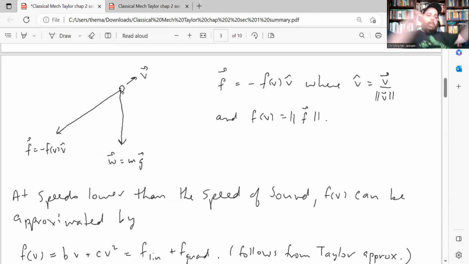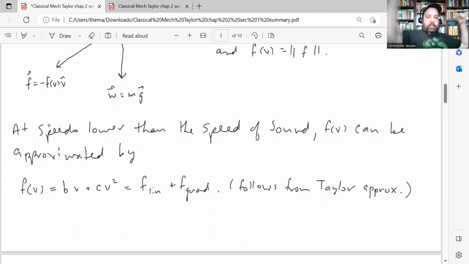So that means that the drag force F will be of the form negative f of v times the unit vector in the v direction, right? The unit vector in the v direction is v divided by its norm, and f of v is the magnitude of the force.